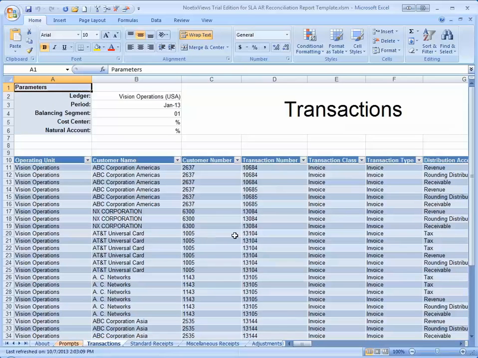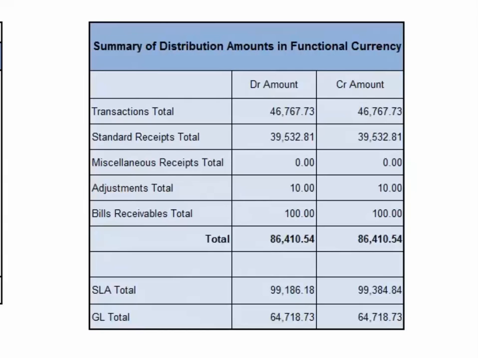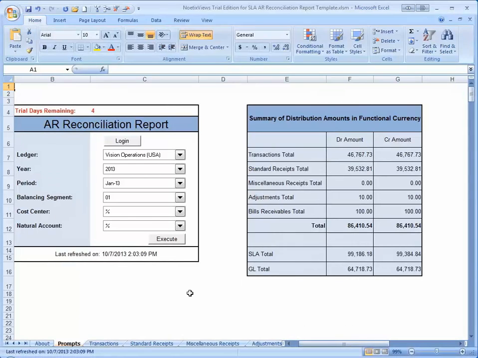But let's first go back to the Prompts tab and take a quick look at the Summary table. This table summarizes the amounts for each of the receivables distribution views and computes a total distribution amount. It also includes a total for the SLA journals and GL journals. If, like we see here, the totals don't match, you'll use the data on the other tabs to find the source of the mismatch. Let's now look at each of the tabs in this spreadsheet.